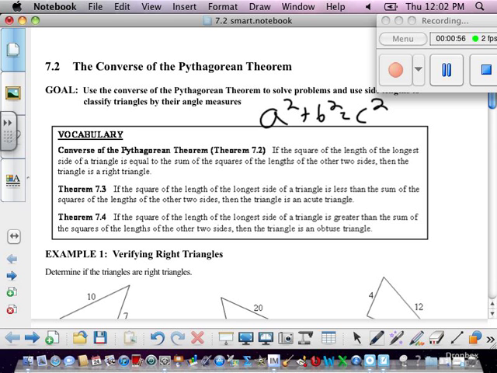Okay. Next, we've got if it's acute. Theorem 7.3. How do we know if it's an acute triangle? We've got a squared plus b squared is greater than c squared. That means it's acute. And then we've got obtuse. If a squared plus b squared is less than c squared, then it's obtuse. I wrote them again up here on the board so we can look at them while we do all of our problems. Okay? They're really important.